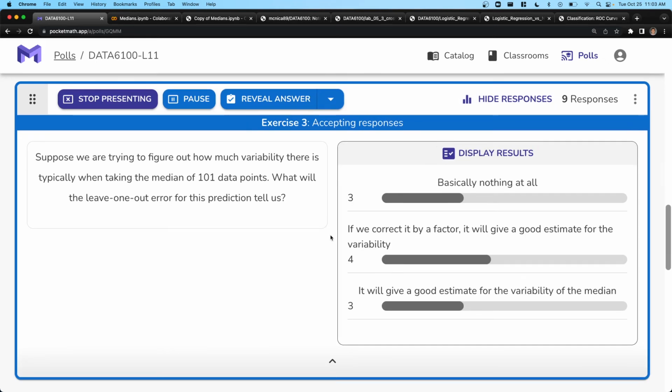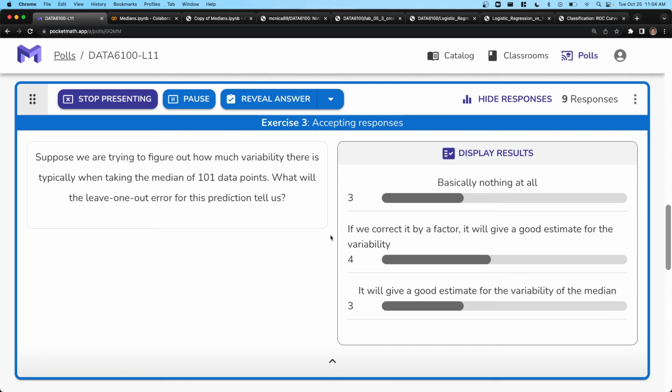Okay, this is a great split. 3, 4, 3. Couldn't be more split. So 3 people think basically nothing at all is going to happen. 3 people think it's going to give a good estimate, and 4 people think it won't give a good estimate, but you can correct it somehow.